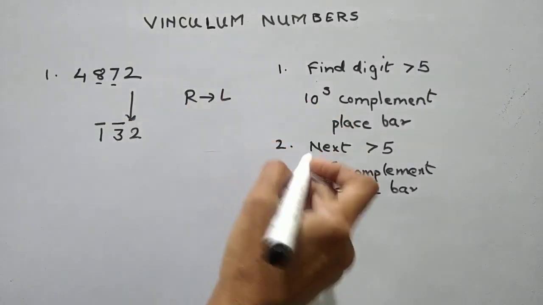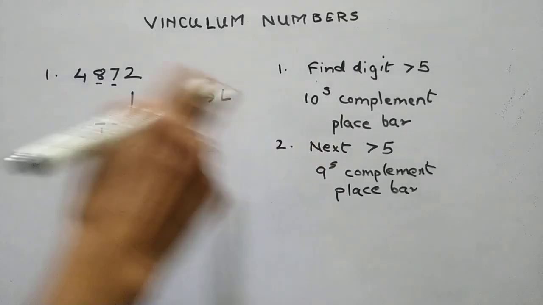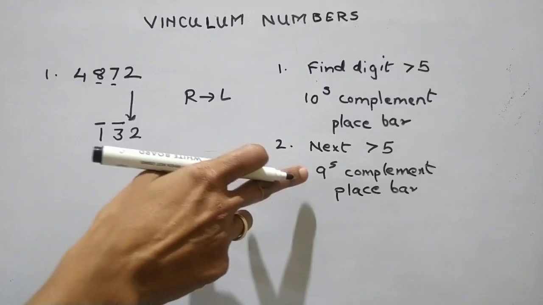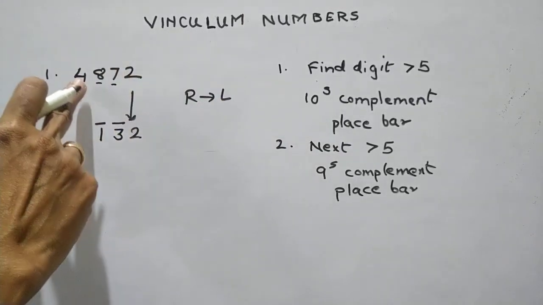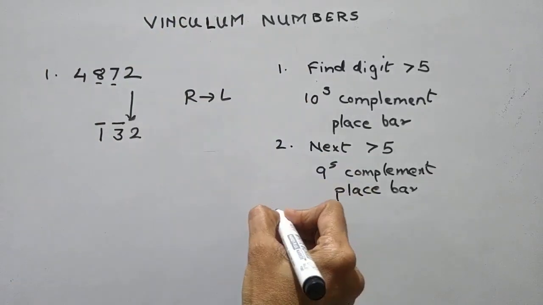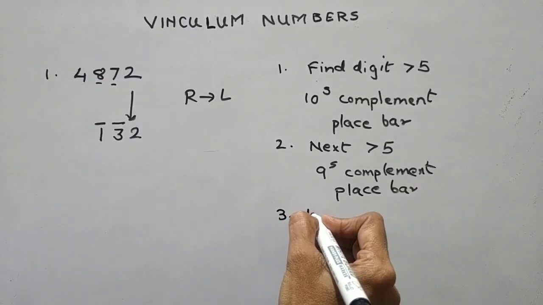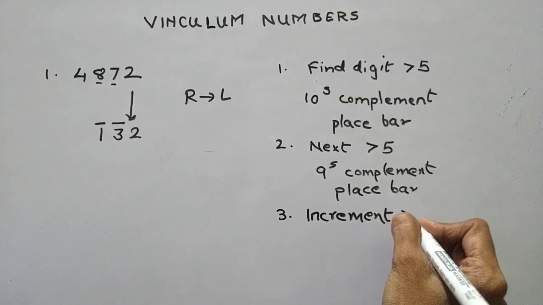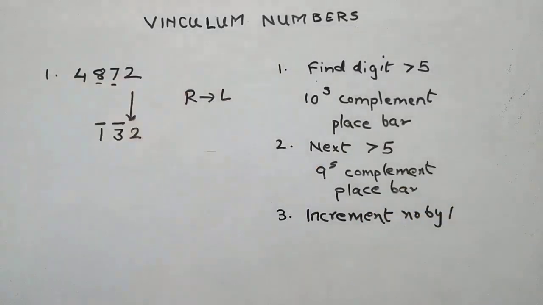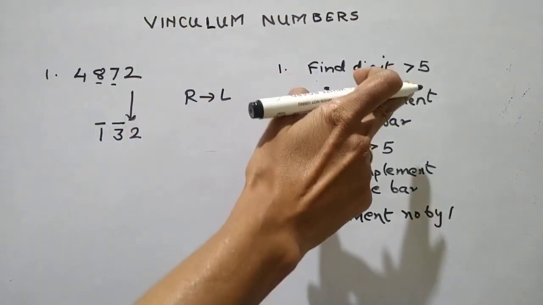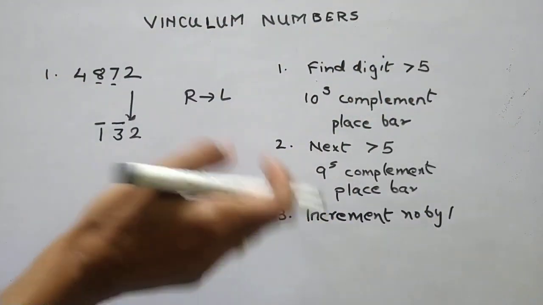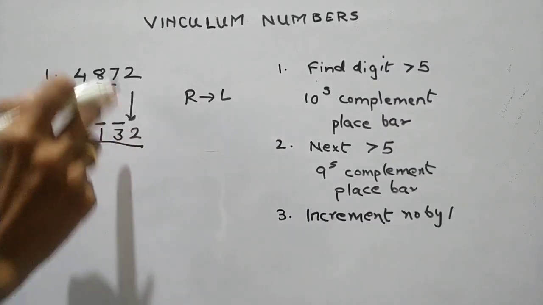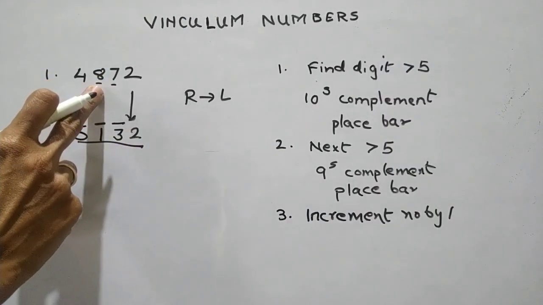Now, next step is we continue this particular step till we have digits greater than 5. Once we come to a number which is less than 5, then what we do is we increment the number by 1. So, now next digit is less than 5. It is 4. So, we increment it by 1. So, 4 plus 1 is 5. So, this is your vinculum number related to 4872.